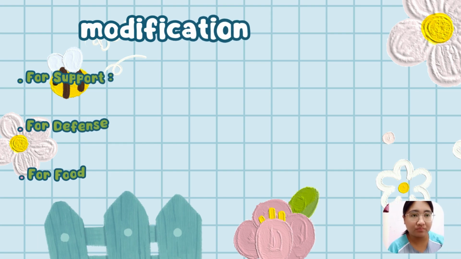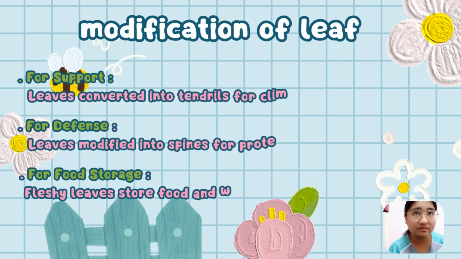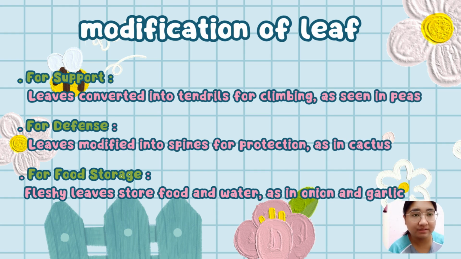Okay, this slide talks about modification of leaves. It has three types. The first is for support: the leaf is converted into tendrils for climbing, as seen in peas. The second is for defense: leaves modify into spines for protection, as in cactus. And the third is for food storage: fleshy leaves store food and water, as in onion and garlic.